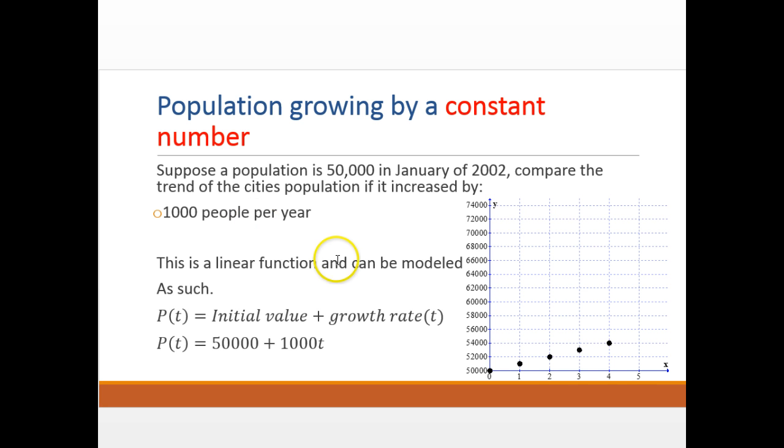Now we know this is a linear function because we know there's a constant growth rate. The difference between each year, each unit increment of our input, is a 1,000 increase. So we know that our function is p of t equals the initial value plus the growth rate times t. So I start at an initial population of 50,000 plus 1,000 for each additional year after that.